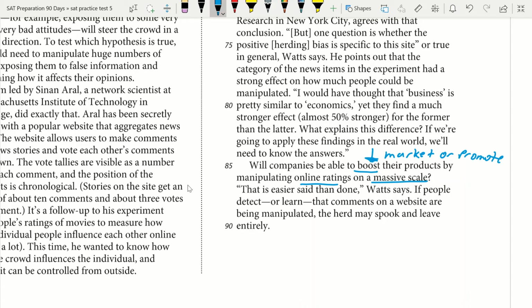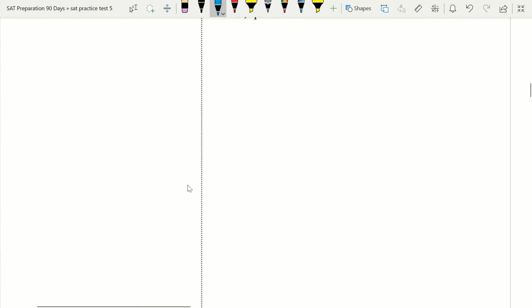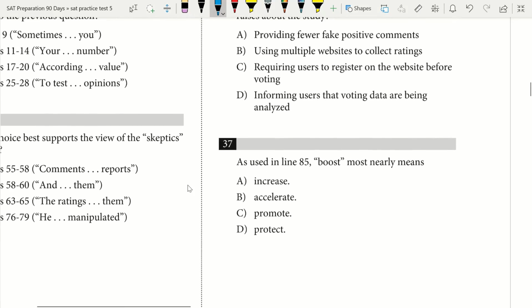Promote would be a better choice in my opinion because it's really relating more to boost. Market is a little bit of a worse choice than promote in my opinion. So first choice would be promote if we have that. Market would be second choice. So we go down and we see that we do have promote. So our answer there would be C for number 37. Obviously, market is not an answer choice, so we don't have to worry about it.